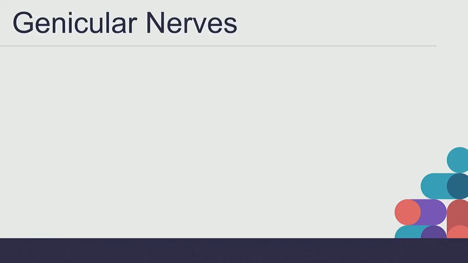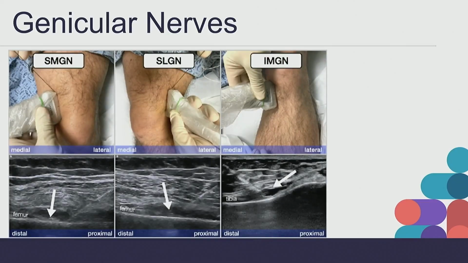Okay. And then we're running out of time, but I'll quickly go over the genicular nerves. They come off of the posterior tibial nerve. You've got the superomedial, superolateral, and inferomedial. The inferolateral we try to avoid because it's pretty close to that peroneal nerve.